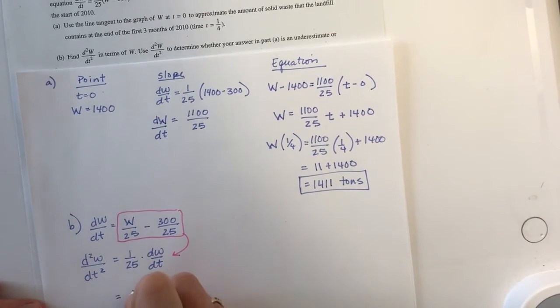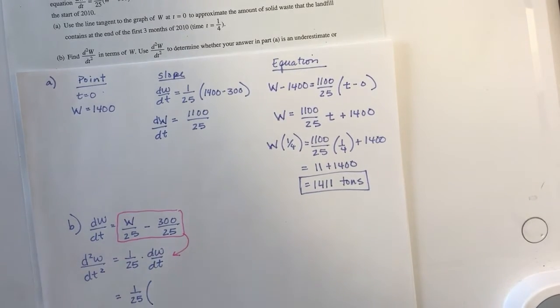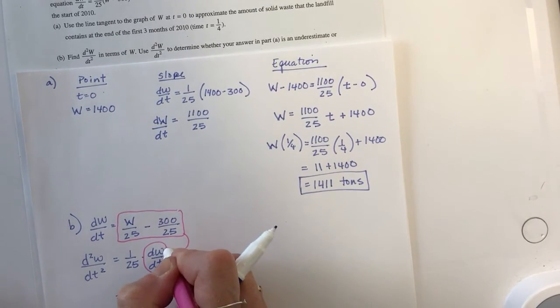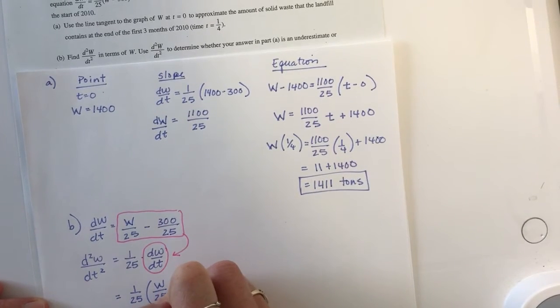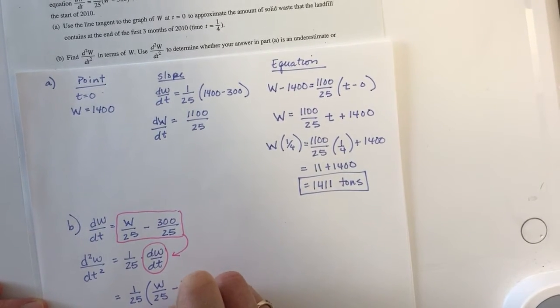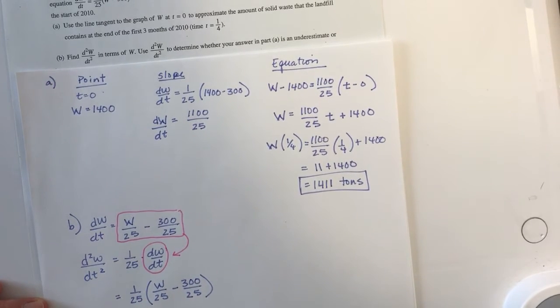Okay, so we get 1/25 times, then we're going to replace dw/dt, right? The derivative of w is dw/dt, just like when you take the derivative of y, you get dy/dx, right? So that's how we got that. And now we're just going to replace it, so it's in terms of w. Okay? So we did that.